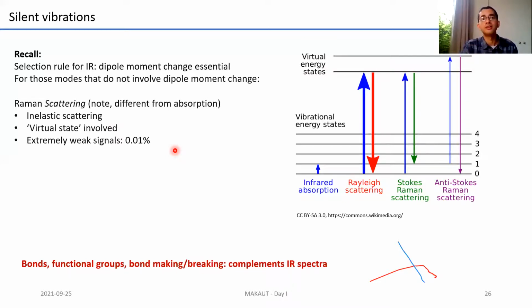But this is important because, using Raman scattering, you can probe bonds and functional groups, and bond making and bond breaking, for those functionalities where IR spectra is not active. So this is used for probing those modes which are IR inactive.